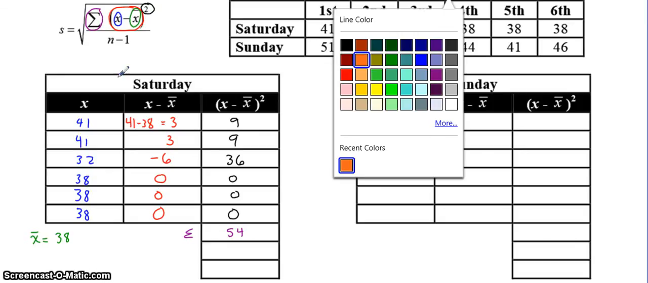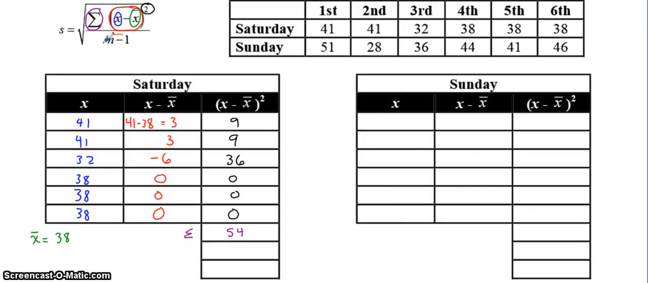The next step is to divide by n minus 1. So in this case, n is equal to 6. So in this case, we're going to divide 54 by 5. And when you divide 54 by 5, you get 10.8.